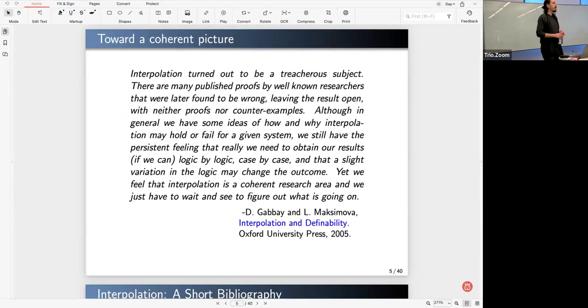Now, kind of the linchpin of this talk, you might think about going back to the early work on this, a lot of which was done in the 70s leading up through, and then culminating in this famous monograph of Dov Gabbay and Larisa Maksimova.